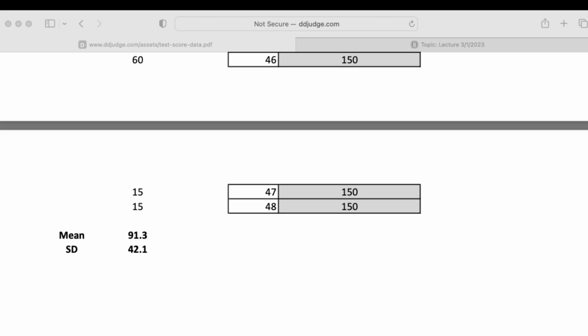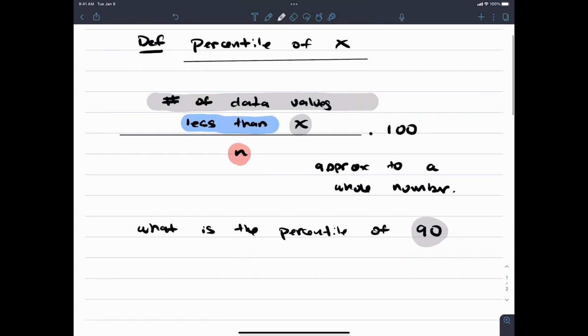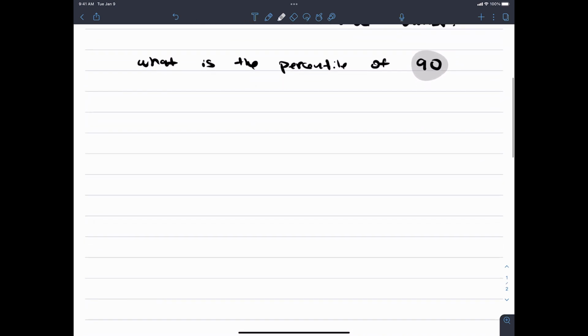All right, what I'm going to do now is ask you the following questions. What is the percentile of the data score 90? Remember, 90 is a data value. What's the percentile of that value here? What I'm really saying is you're going to need to use this definition here.